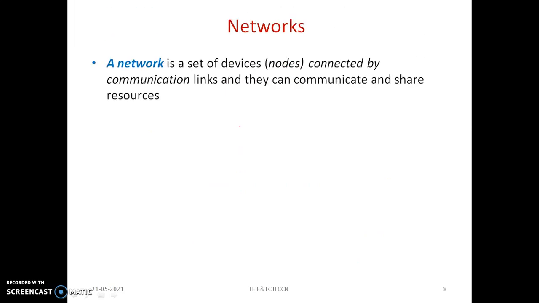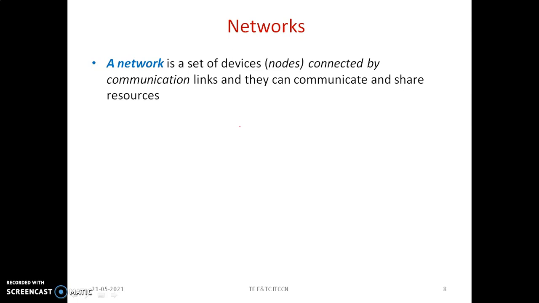Now networks. What exactly is a network? We have seen the modes of transmission and the requirements of a communication system. A network is also a communication system. A network is a set of devices, which in this case we can also call nodes, which are connected by communication links, and they can communicate and share resources.